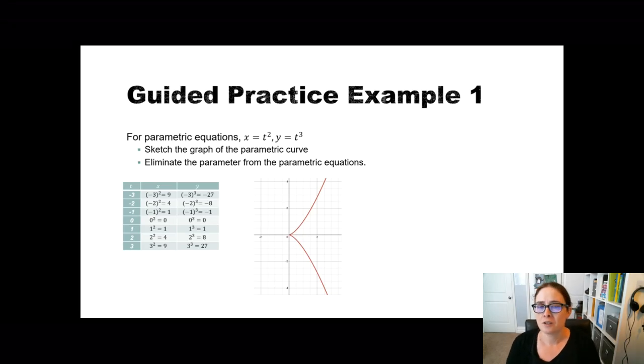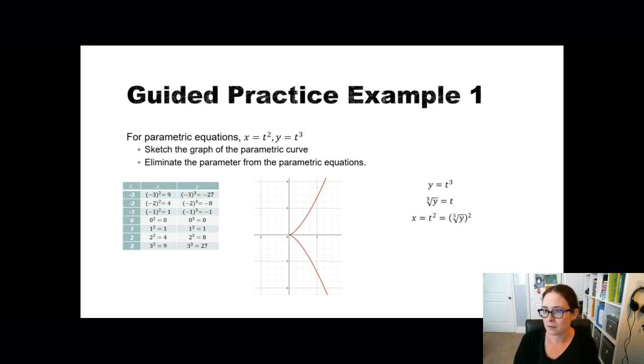The other thing we can do here is eliminate the parameter, which means that I want to substitute all the t's, so I have an equation just in terms of x and y for this. And so really I'm just going to do a substitution. I'll start with the equation for y and solve it for t. So t would be equal to the cube root of y. And then in the other equation for x, I'm going to replace t with the cube root of y.